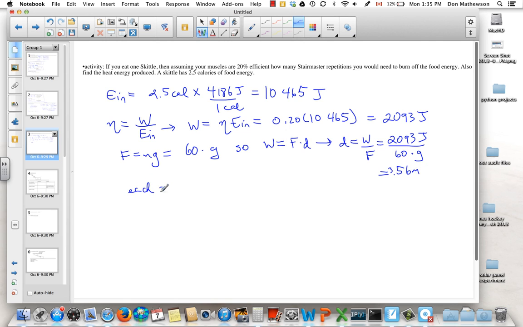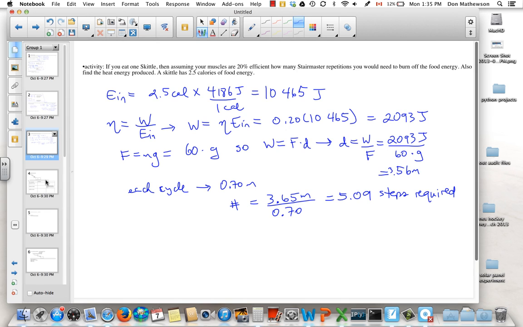Now, each cycle on the Stairmaster, it's 35 centimeters up and 35 centimeters down, so that's 0.70 meters. So the number of steps that you need to take then is 3.56 meters of total displacement over 0.70 each step. That's about a little bit more than 5 steps. Okay, so you'd have to do 5 steps on the Stairmaster, lifting your entire body weight up the 35 centimeters and then going back down the 35 centimeters.